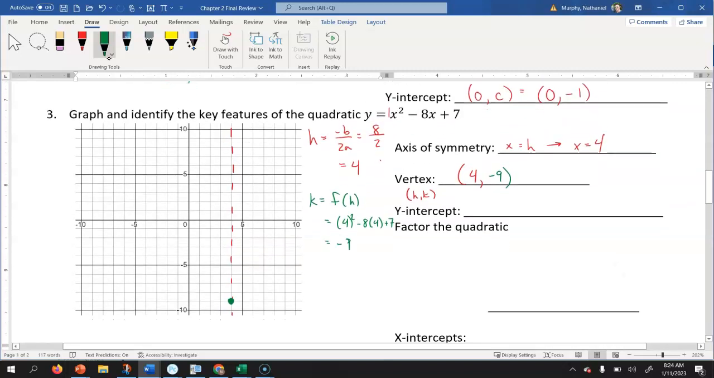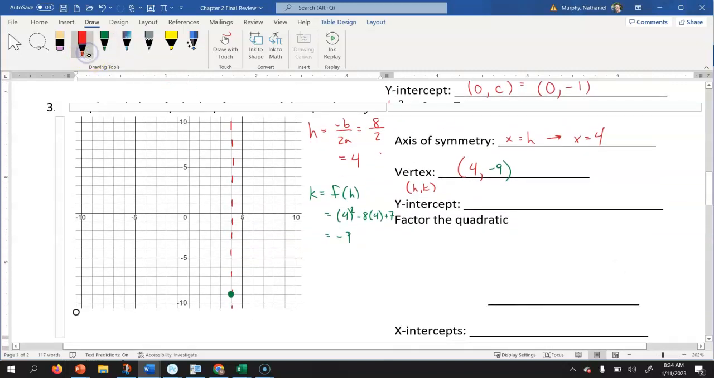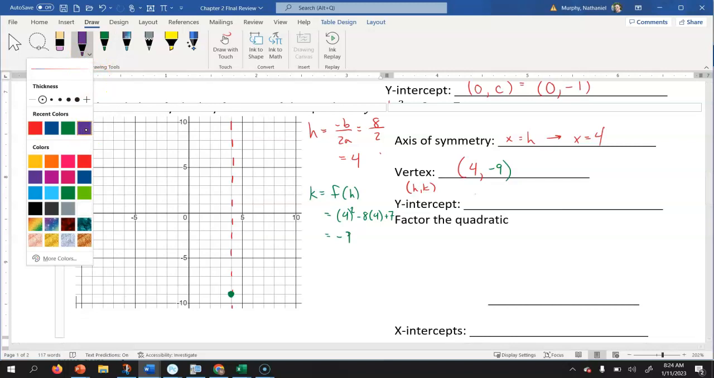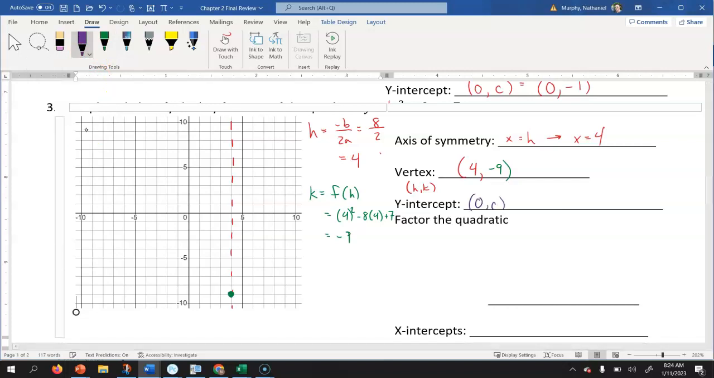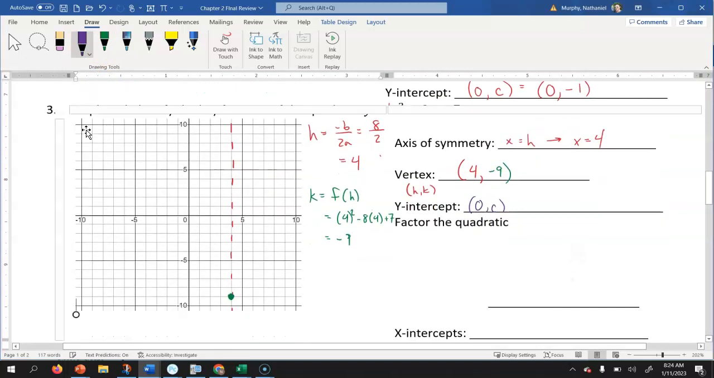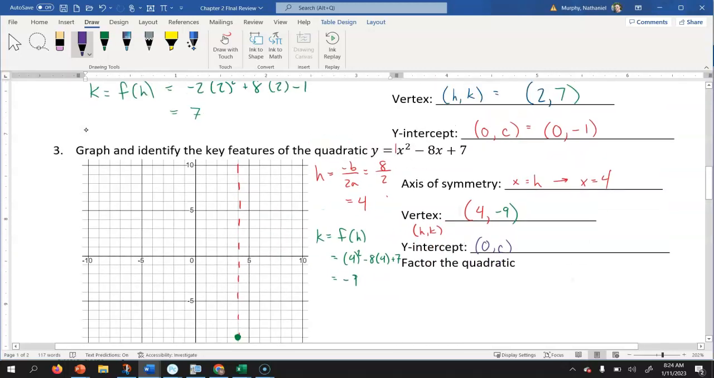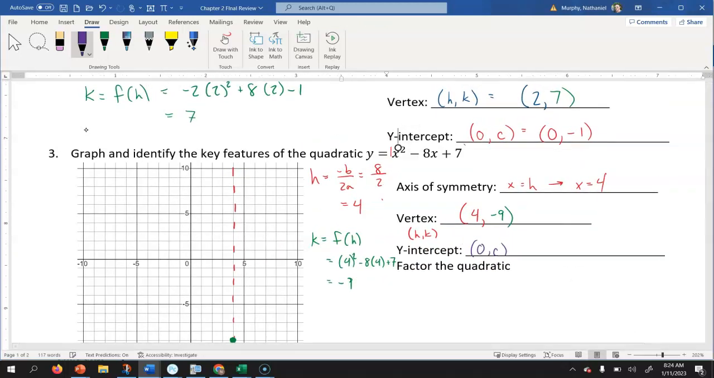The y-intercept. The y-intercept is our c value. So when we look at this equation that's in standard form, our value for c is this 7. So our y-intercept would be the coordinate where x is 0, y is 7. So let's go ahead and put that on our graph.